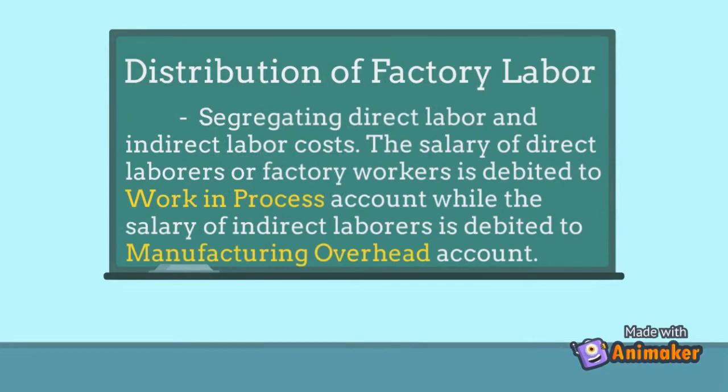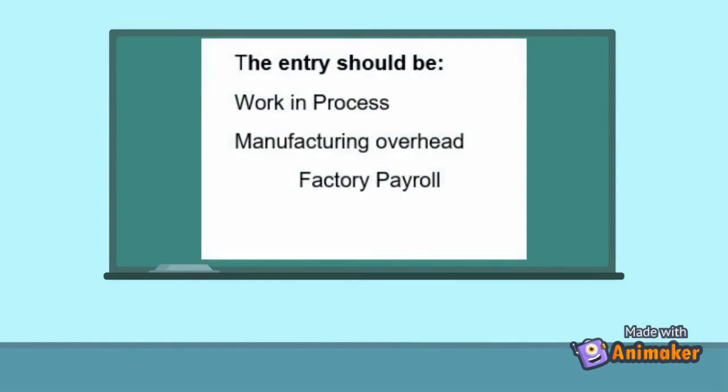The salary of the direct laborers, or the workers that are directly attributable in the manufacturing process, is in the work in process account, while the salary of the indirect laborers is in the manufacturing overhead account. The entry will be debit work in process and manufacturing overhead, and credit factory payroll.